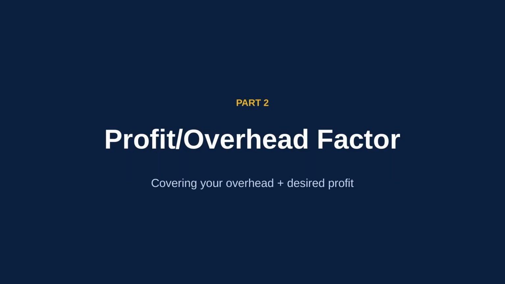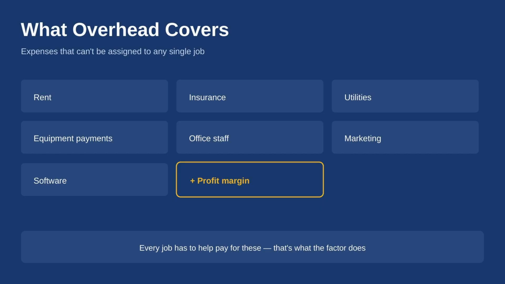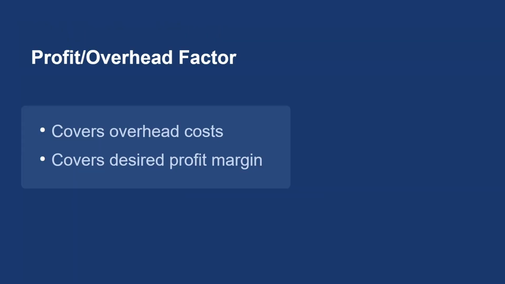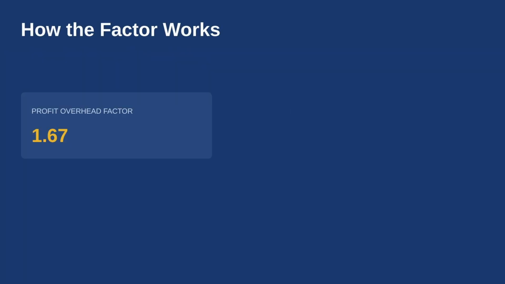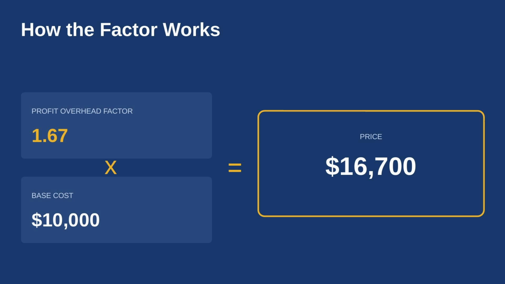Now your base cost doesn't include all other expenses it takes to run your shop. Rent, insurance, utilities, equipment payments, office staff. These costs can't be assigned to any single job, but every job has to help pay for them. That's what the profit overhead factor does. It's a multiplier that covers two things: your overhead expenses and your desired profit margin. Let's say your profit overhead factor is 1.67. If a job has a base cost of $10,000, you multiply it by 1.67 to get 16,700. That extra 6,700 covers this job's share of overhead plus your profit.